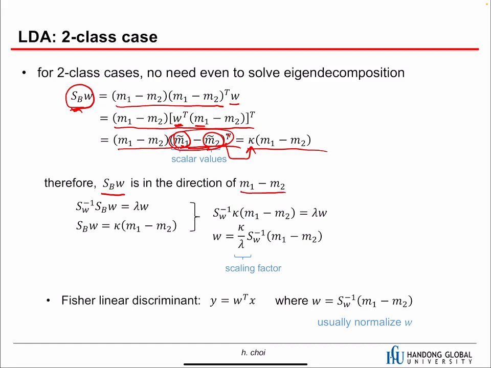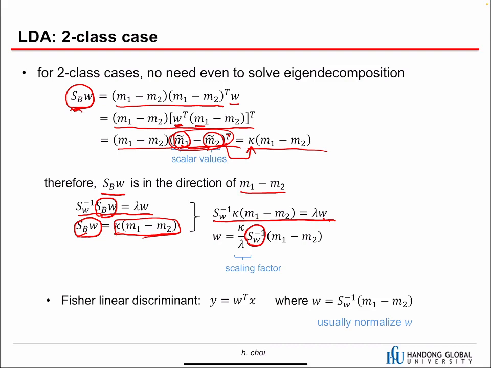So in the previous slide, our solution is this, right? Usually we have to apply some eigendecomposition, but S sub b times w is kappa times m1 minus m2. So if we replace this part with this term, then we get this one. Then what we are interested in is w. Then w is kappa over lambda times S_W inverse times m1 minus m2. So as long as we can get this S_W inverse, then it's simple.